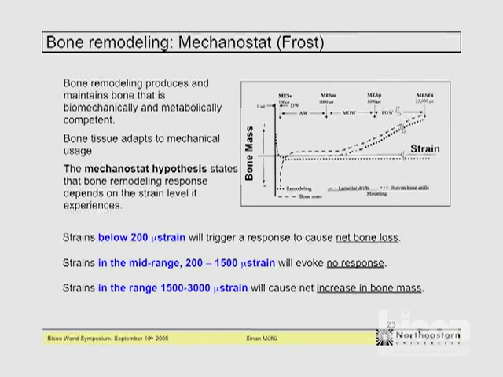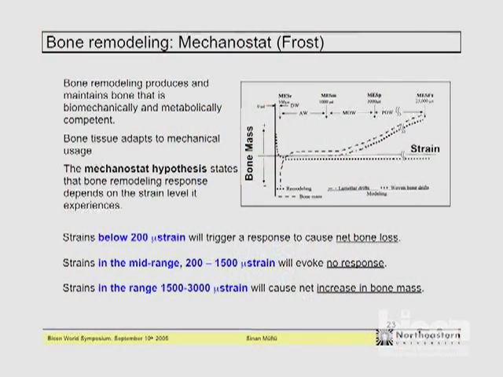So this Mechanostat theory is introduced by Dr. Frost. And as you know, bone remodeling produces and maintains bone that is biomechanically and metabolically competent. And bone tissue adapts to mechanical usage. And the Mechanostat hypothesis of Dr. Frost states that the bone remodeling response depends on the strain level it experiences. Now, what are the effects of different strain levels?